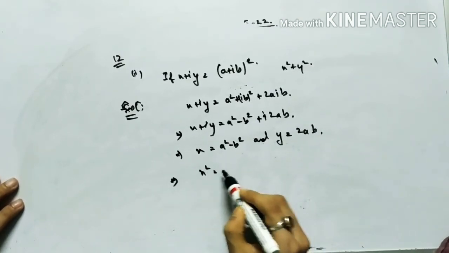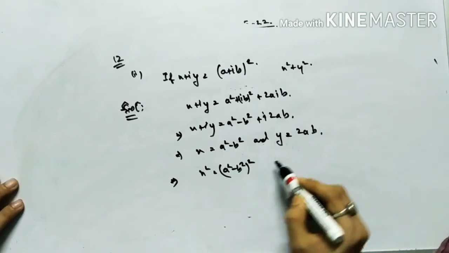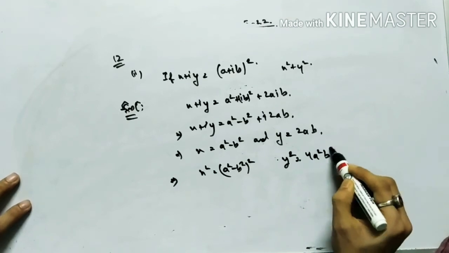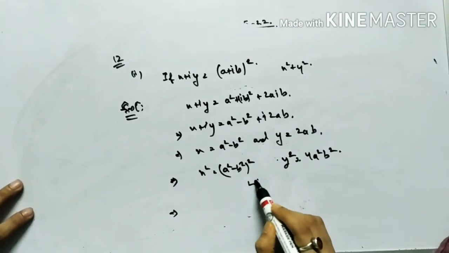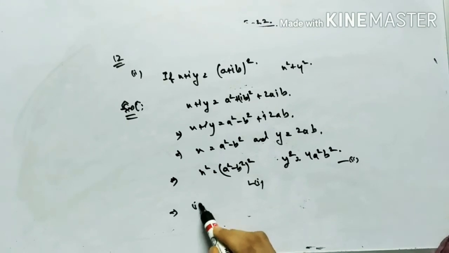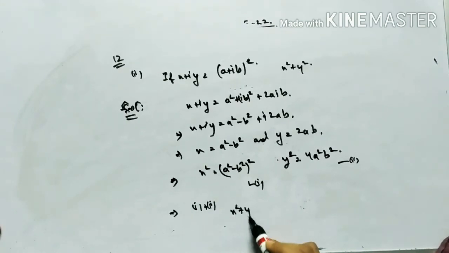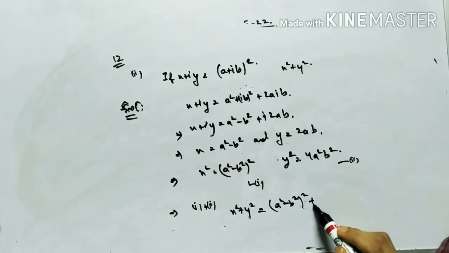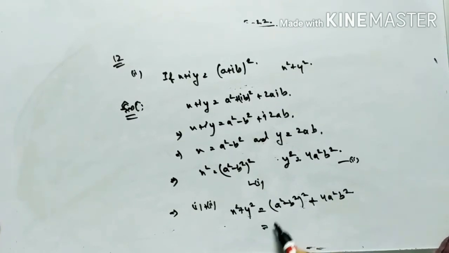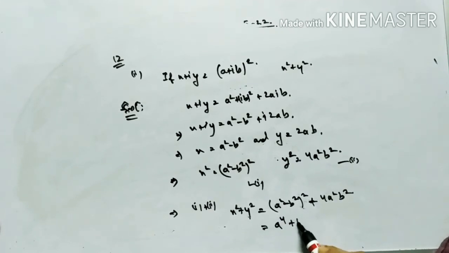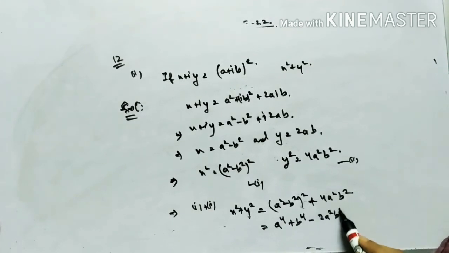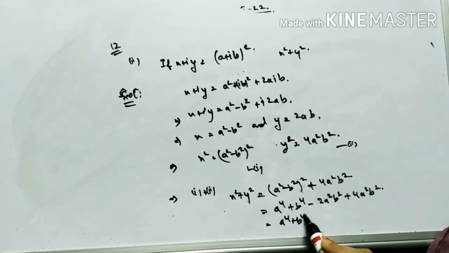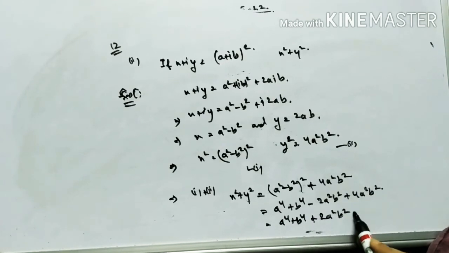Now squaring both sides, I will get x square equals (a square minus b square) the whole square, and y square is equal to 4a square b square. Now this is equation 1 and this is equation 2. Now I will do 1 plus 2, then I will get x square plus y square equals (a square minus b square) the whole square plus 4a square b square. I will expand it by the formula: a to the power 4 plus b to the power 4 minus twice a square b square plus 4a square b square. So ultimately I will get a to the power 4 plus b to the power 4 plus twice a square b square.